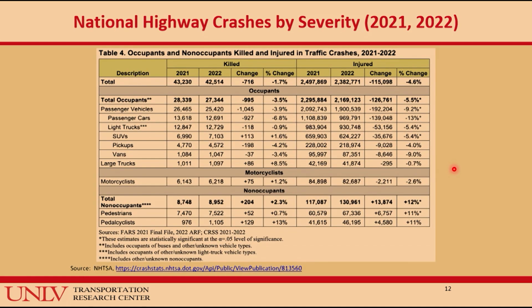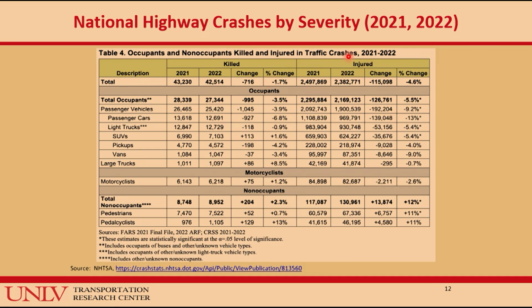Here is crashes by severity. Once again I am just giving numbers, not rates. So here are data for 2021 and 2022. It's a busy slide. I'm not going to read everything. I want you to understand the structure and the essence of it. The first column is description: occupants of passenger vehicles, light trucks, SUVs, pickup trucks, and so on and so forth, motorcyclists and pedestrians and bicyclists. The first set of columns is killed, 2021, 2022 percent, the actual numerical change and percent change.